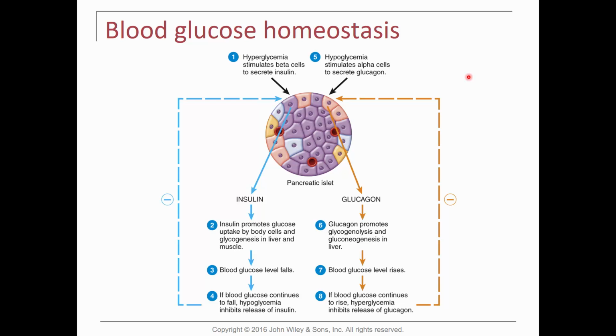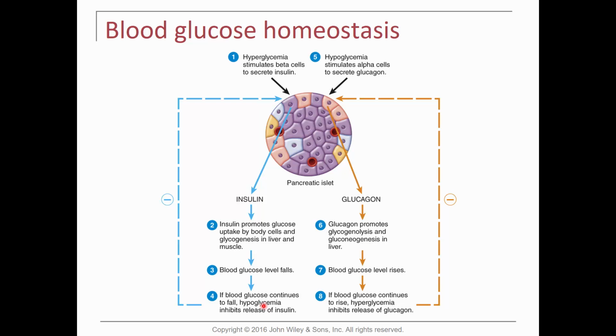Insulin and glucagon are antagonizing one another in terms of blood glucose level. So remember, during the absorptive state, we had hyperglycemia. That stimulates the beta cells. Then we get insulin. Insulin promotes the use of glucose and the storage of glucose. Then blood glucose level goes back down to where it should be. If blood glucose level gets too low, then we're going to inhibit the release of insulin.